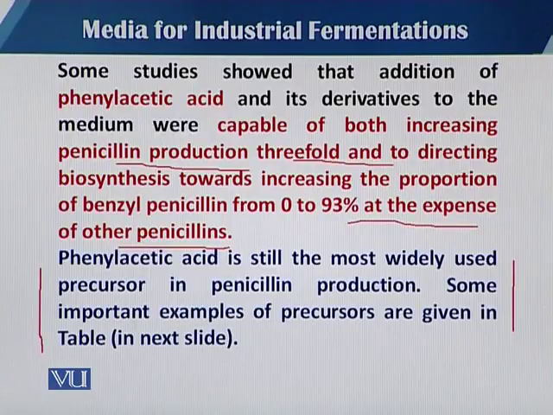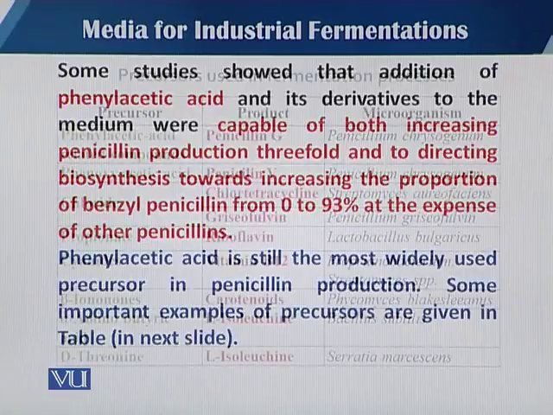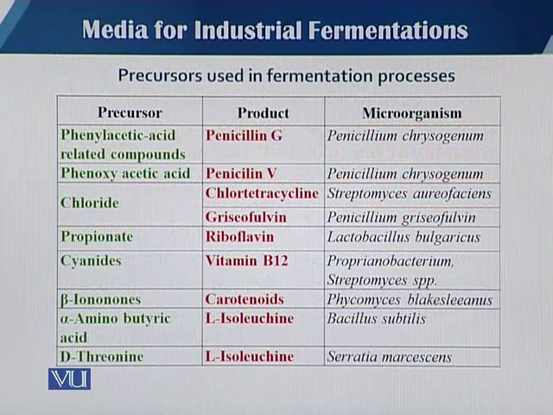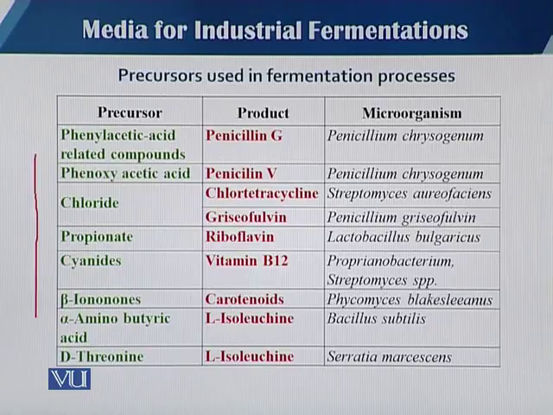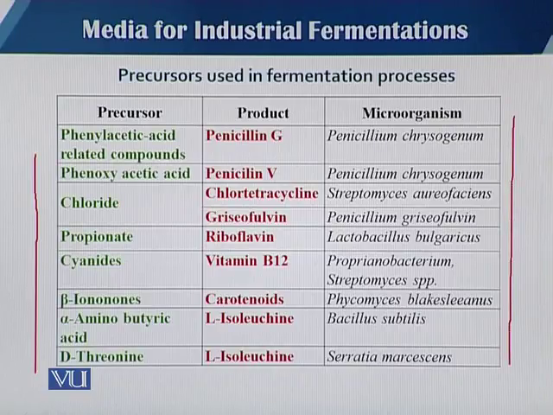In the next slide, you can see the different precursors that are used by different products. You can see here the different precursors, phenylacetic acid and related compounds, for the production of penicillin G when we use the organism Penicillium chrysogenum. On the other hand, you can see the list of precursors in this table, and the products shown in red color, and then in the third column you can see the different organisms that are used for the production of those products.